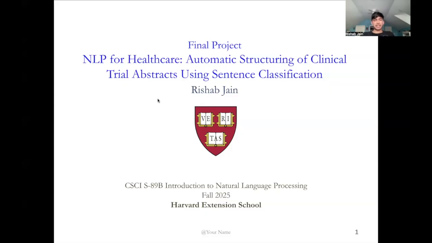In the CSCI S-89B Introduction to Natural Language Processing class, I'll be presenting my final project, which is Natural Language Processing for Healthcare, in which I created an automatic structuring of clinical trial abstracts using sentence classification. In this project, I explored how natural language processing can be applied to medical text to automatically organize clinical trial abstracts into their standard sections.